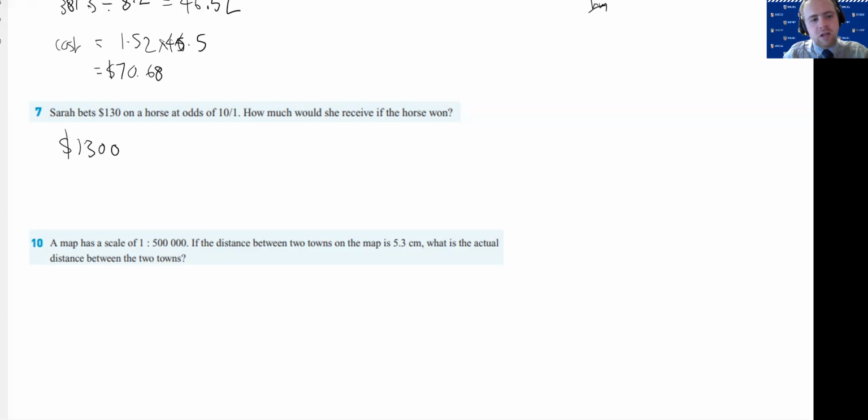Now, obviously, the odds of her winning would be much less than 1/10. So again, guys, be careful when you're gambling. You're more likely to lose money than you are to gain money.